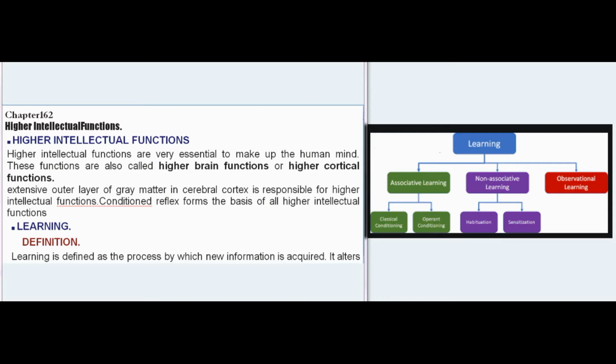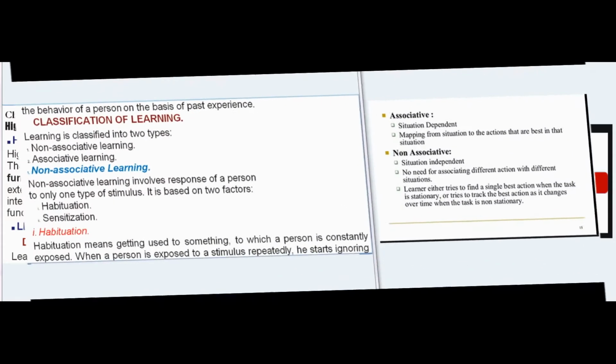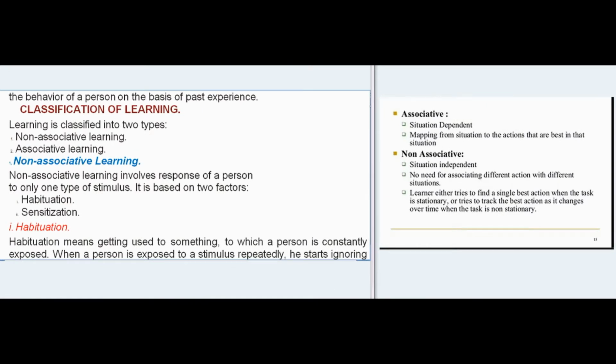Learning. Definition: Learning is defined as the process by which new information is acquired. It alters the behavior of a person on the basis of past experience. Classification of learning: learning is classified into two types, non-associative learning and associative learning.